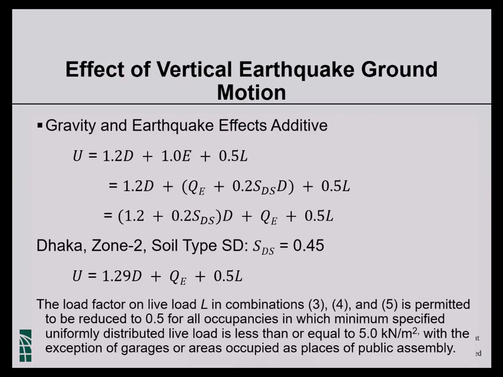So in the additive load combination, we write E is equal to Q sub E plus 0.2 S sub ds times D. And then if we collect terms, we get 1.2 plus 0.2 S sub ds, all multiplying D, plus Q sub E, plus 0.5 L.